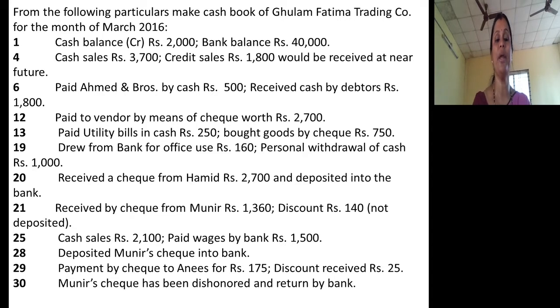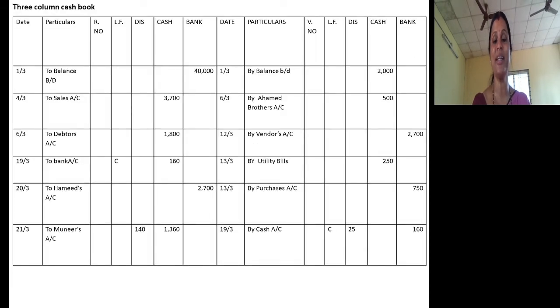On 6th, paid Ahmad and Brothers by cash. You paid Ahmad and Brothers by cash. What's the journal entry? Ahmad and Brothers account debit to cash. So cash will get credited. That's why on the credit side in the cash column, by Ahmad and Brothers on 6/3, 500 rupees I recorded.